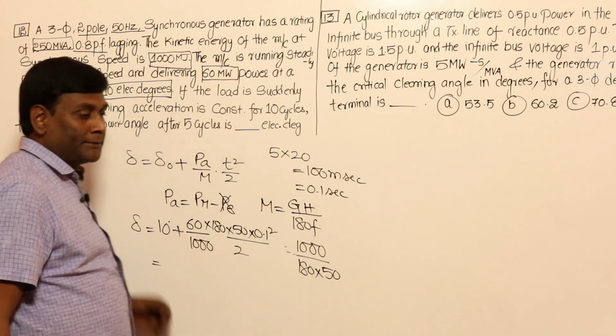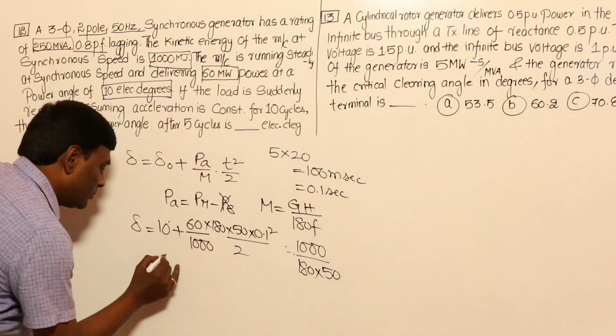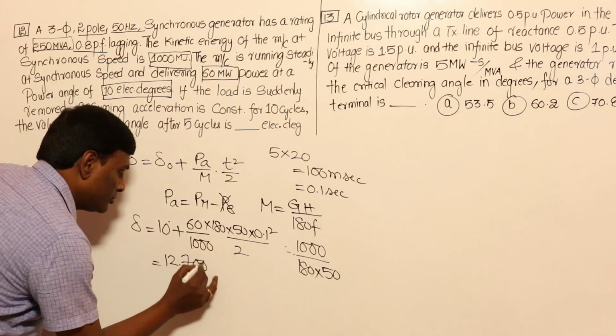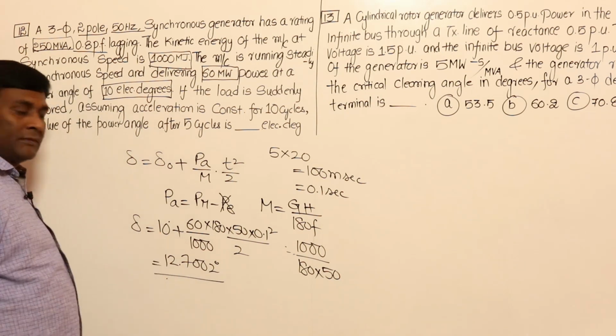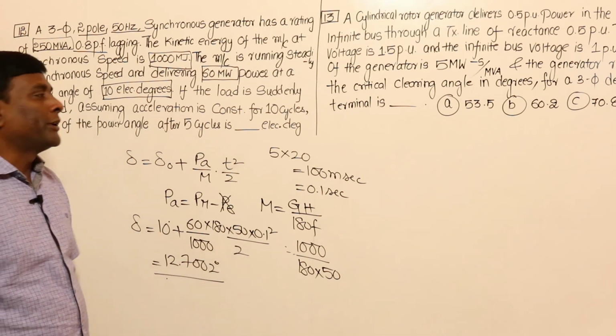You are going to get 12.7002 degrees, or 12.7 degrees we can say. This is going to be 10, this value is going to be 2 point something.